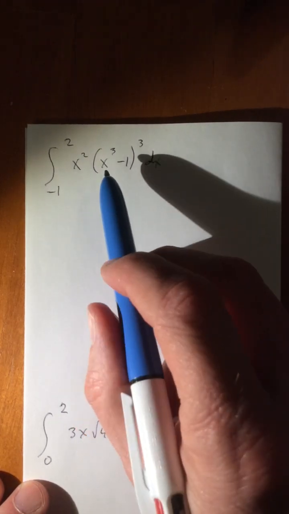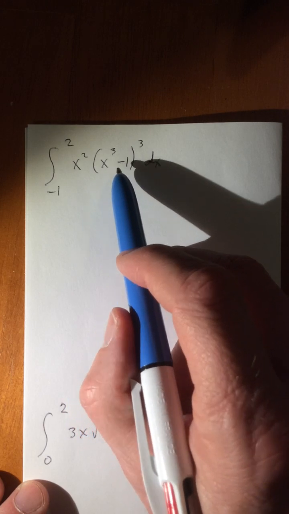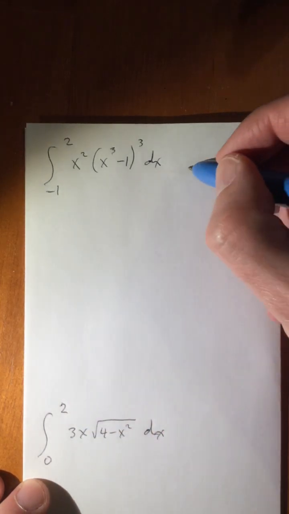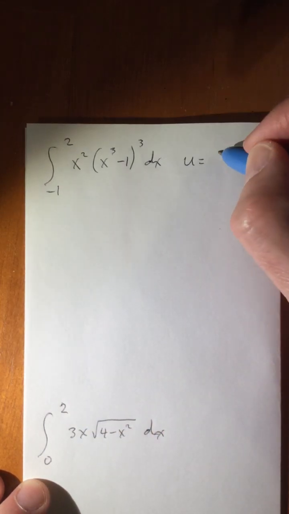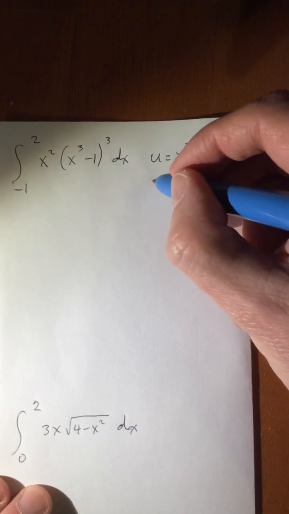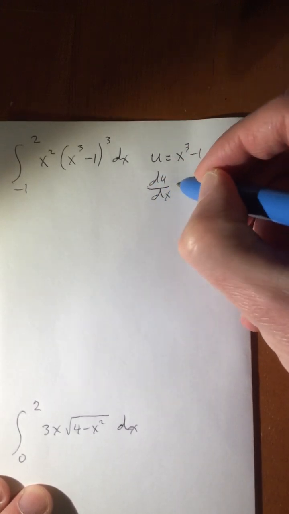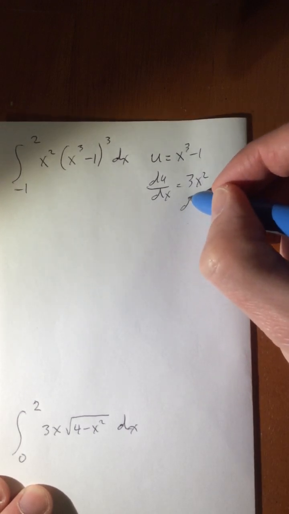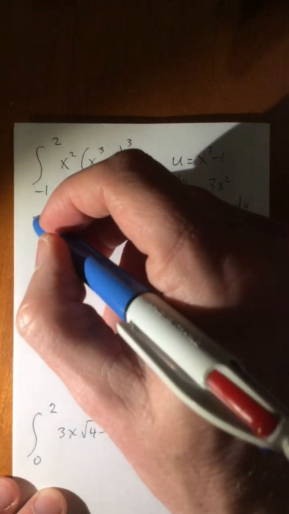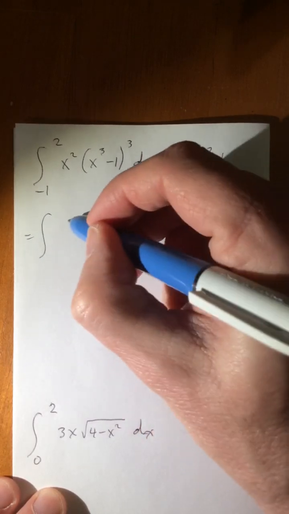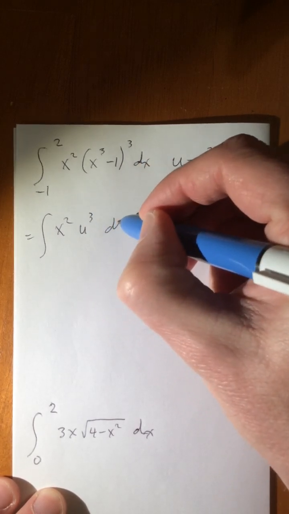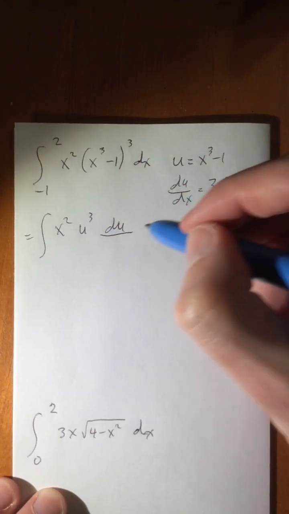All right, so let's do, again, we have an inner function. And we look here, x cubed minus 1. What's the derivative of x cubed? 3x squared. That's an x squared. All right. So x cubed minus 1 looks like a good choice for u. And then we do our du dx trick here. So du dx equals 3x squared. And dx equals du over 3x squared. And we're just going to sub in now. So we got x squared, and then we got u cubed, and we got du over 3x squared.